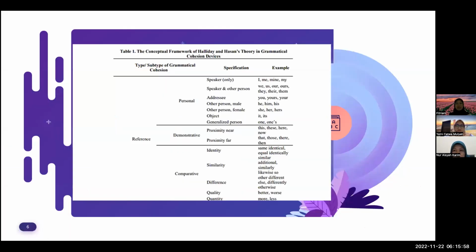Okay, this is the framework from the Halliday and Hasan theory. The reference is divided into, as I mentioned already, personal, demonstrative, and comparative. You can see here the specifications and also examples. Right, now this is about the references. Now please move to the next slide.